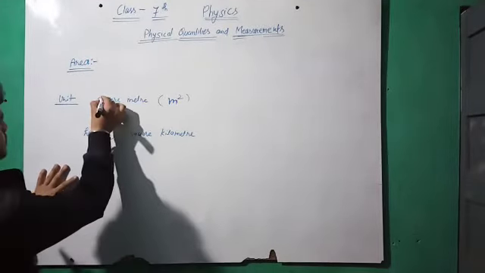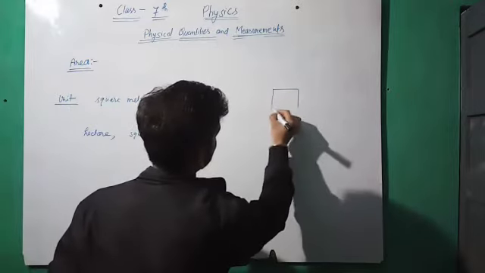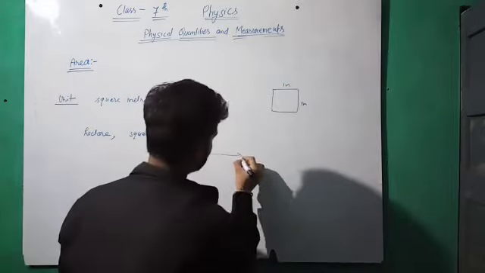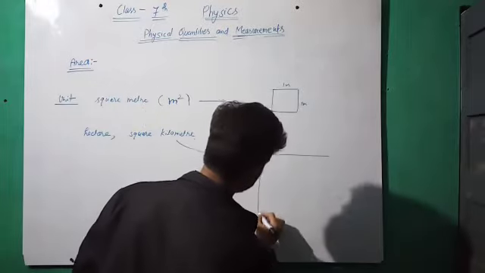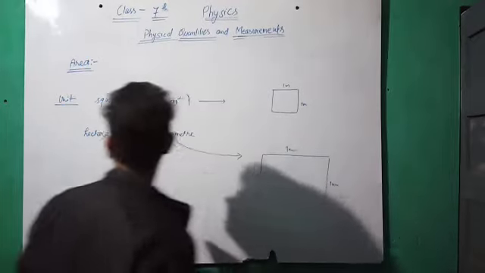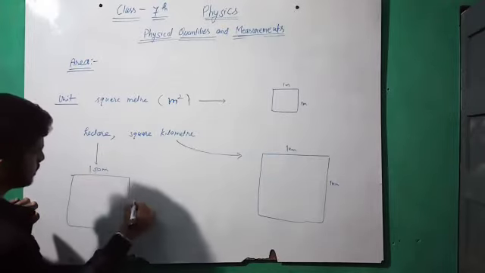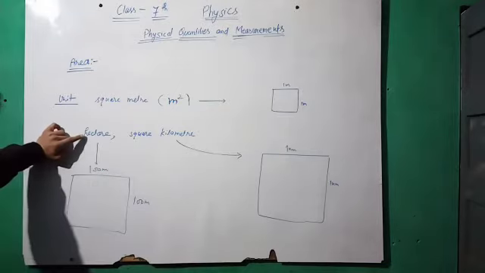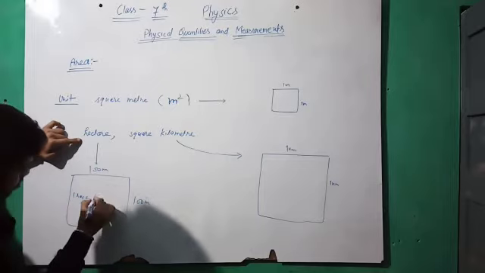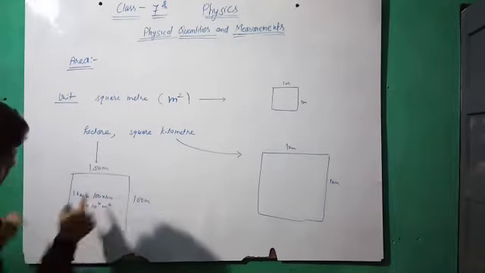So what does the unit stand for? A square meter is defined as a square with all sides equal to 1 meter. A square kilometer is a bigger unit. It means 1 kilometer by 1 kilometer, a square with 1 kilometer by 1 kilometer. Hectare means a square with 100 meter into 100 meter. Now we can easily formulate: 1 hectare equals 100 into 100, that is 10 to the power 4 meter square, because meter into meter.